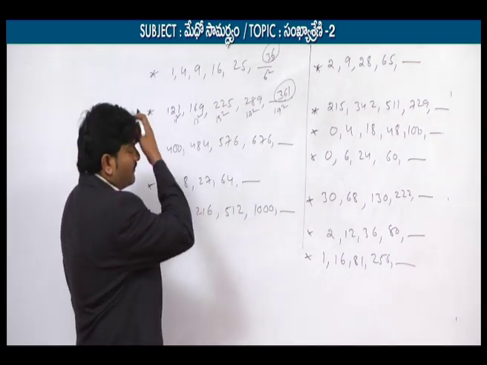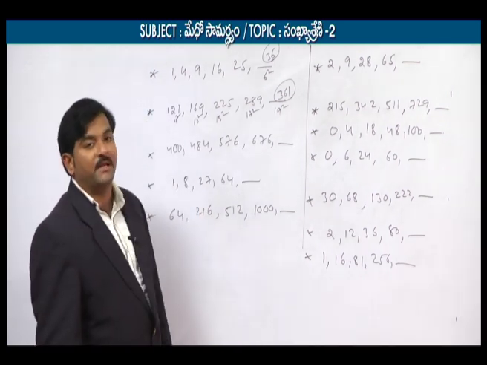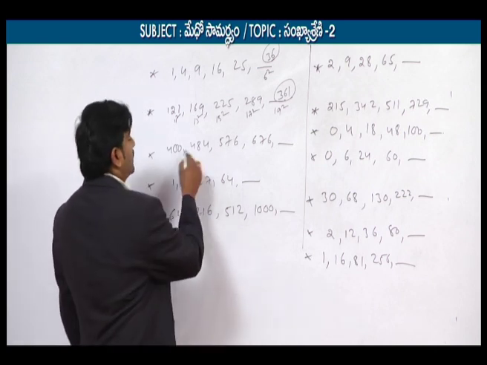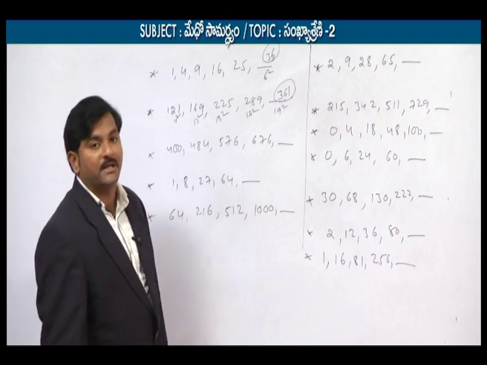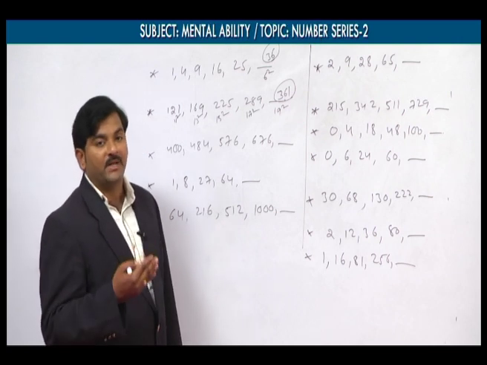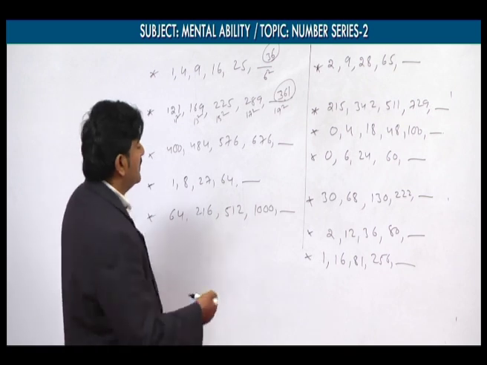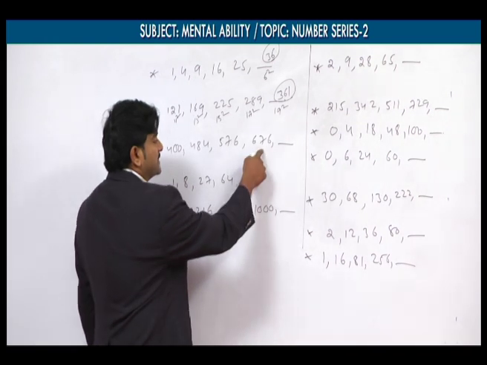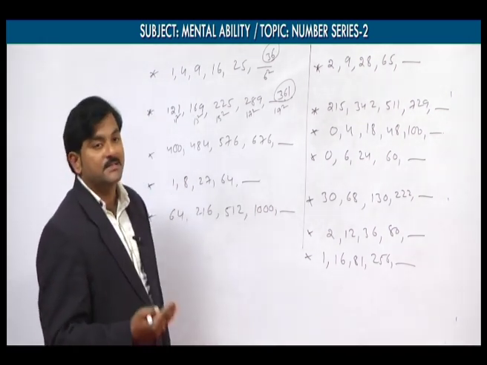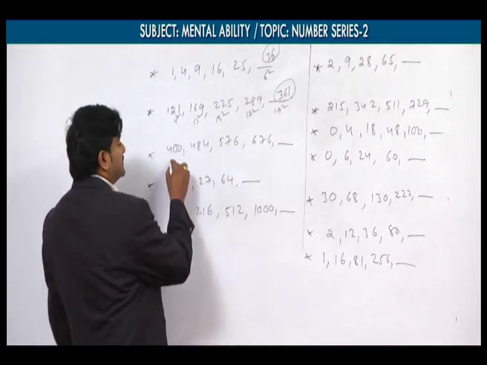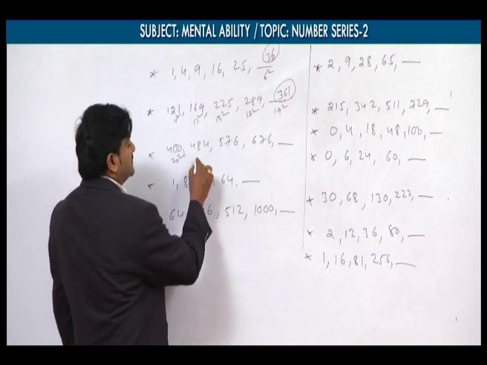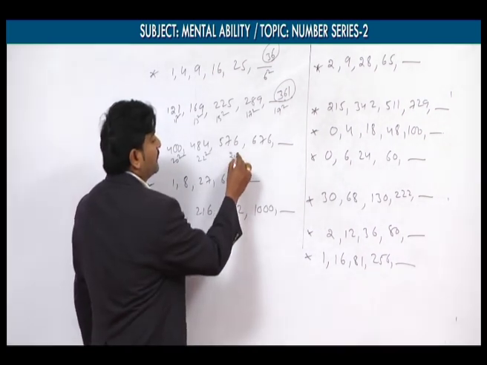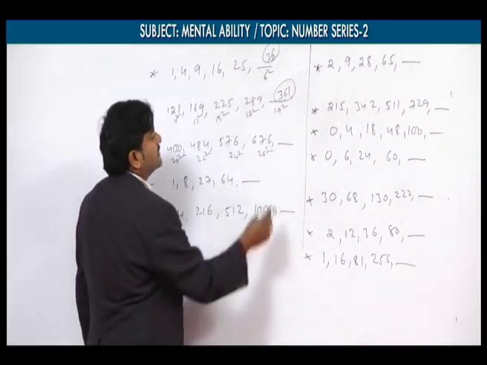And similarly 400: by seeing 400 we can say it is 20 square. Everybody knows 20 square means 400. 484 is nothing but 22 square. Similarly 576 is 24 square, and 676 is 26 square. So we will write once again: this is 20 square, this is 22 square, this is 24 square, and this is 26 square.